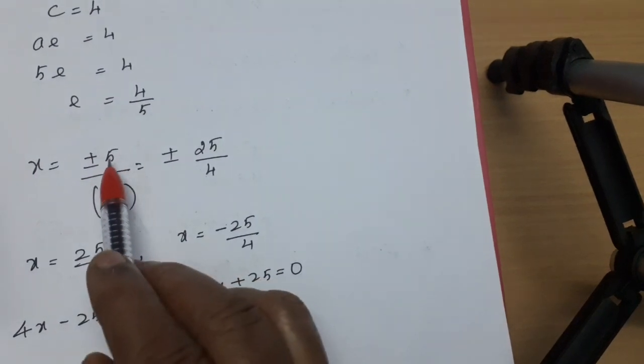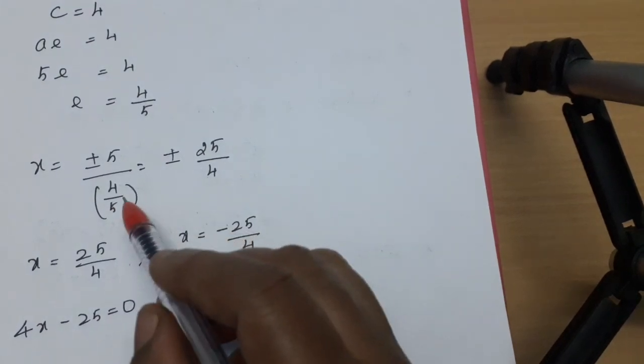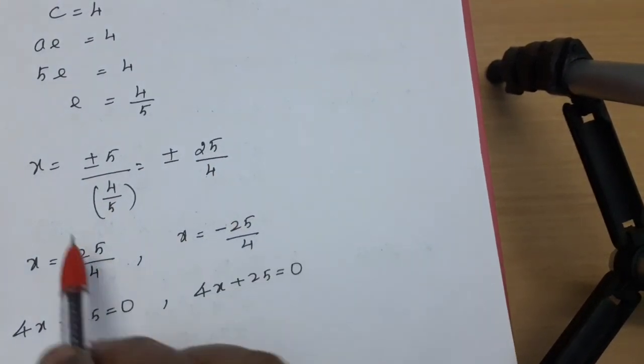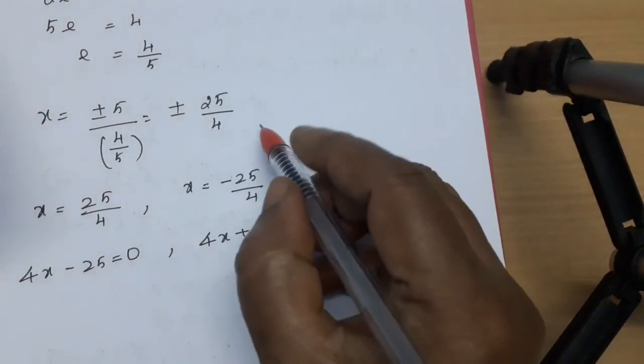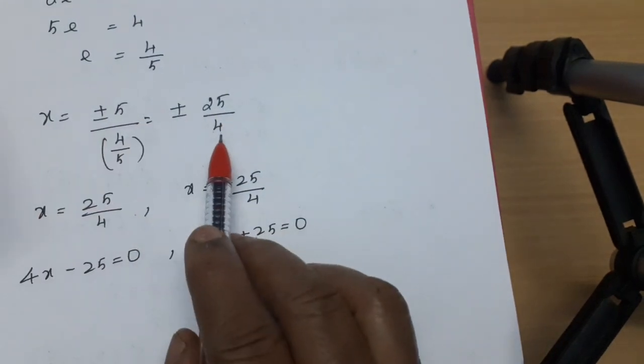Therefore, x equals plus or minus a by e, where a equals 5 and e is 4 by 5. Taking the reciprocal, 5 fives are 25 by 4, plus or minus 25 by 4. So x equals plus or minus 25 by 4. This is complete. In the book itself, it is given as x equals plus or minus 25 by 4.